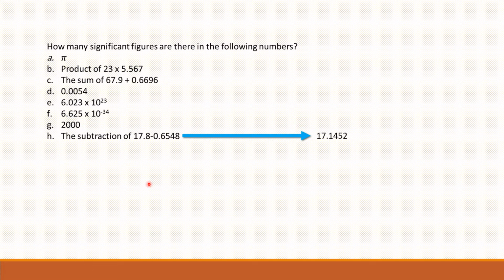Let us see one example of subtraction. It is 17.8 minus 0.6548. The ultimate result is 17.1452. Here the total number of significant figures is 6.